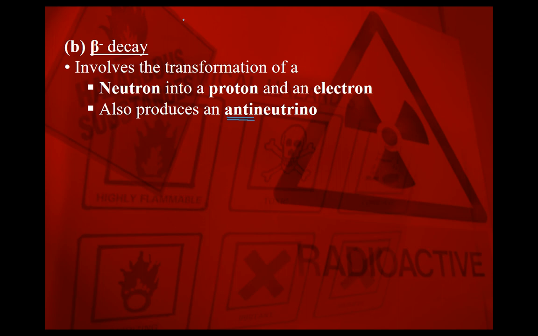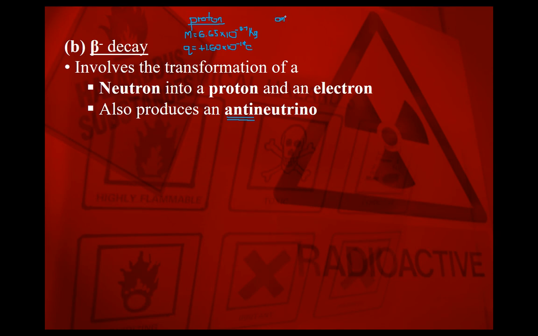So let's take a particle like a proton. A proton has a mass that is, I think, 1.67 times 10 to the negative 27 kilograms, and it has a charge Q of positive 1.60 times 10 to the negative 19 coulombs.